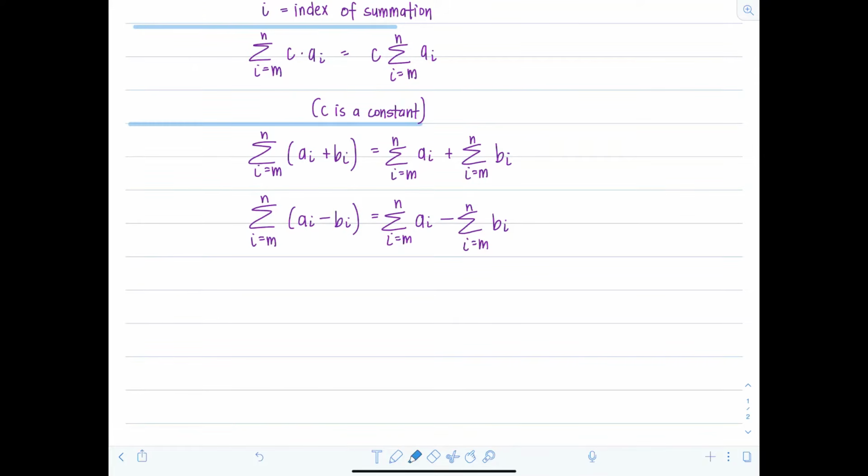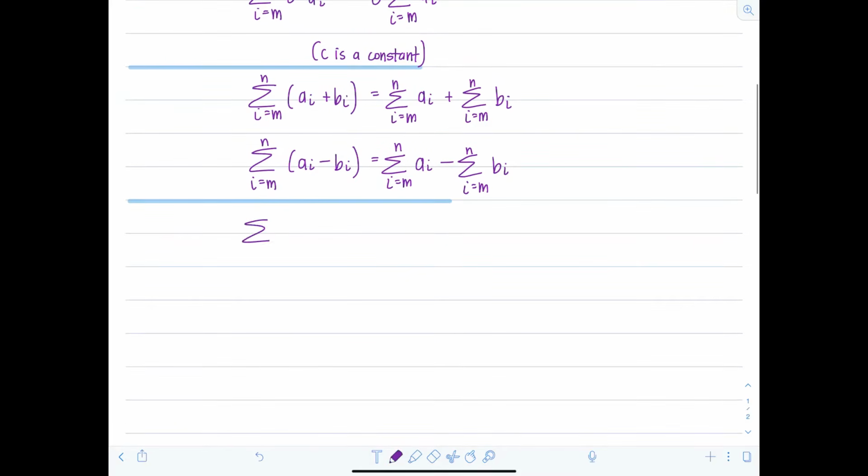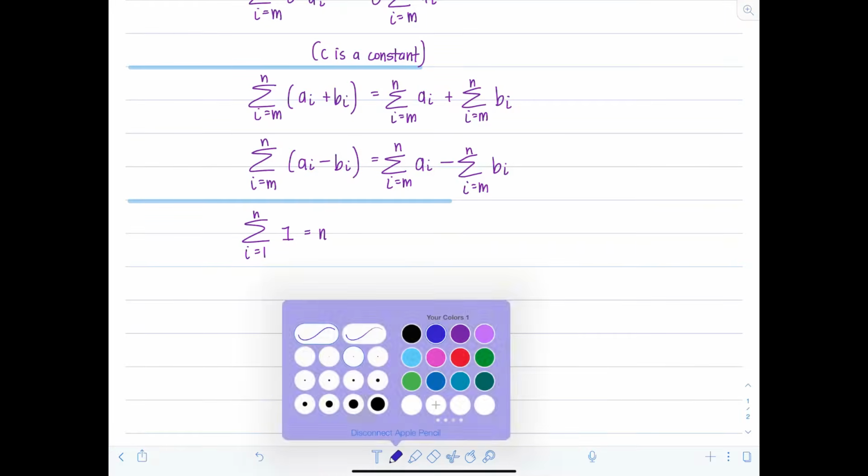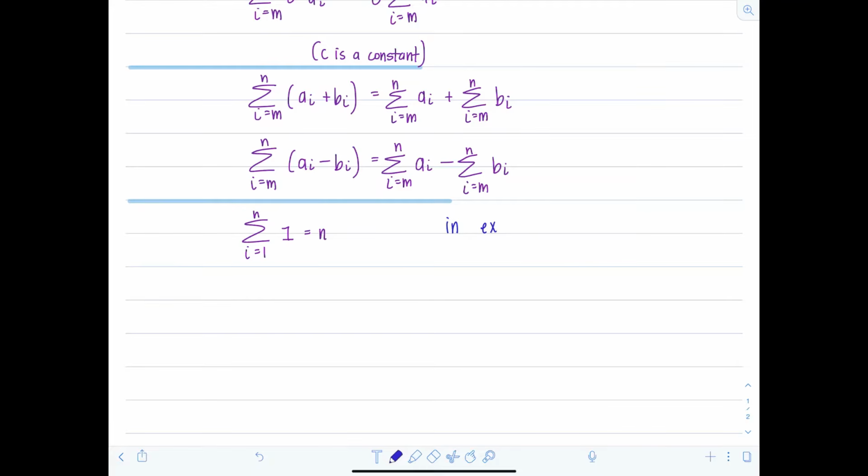Couple more useful formulas here. First one is the sum i equals 1 to n of 1 is equal to n. If you think about it in expanded form, what this sum is telling me to do is to take 1 and add it to itself n times. So clearly that's just going to be n times 1, which is n.